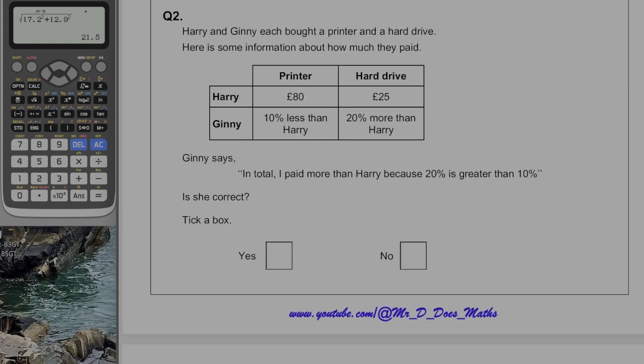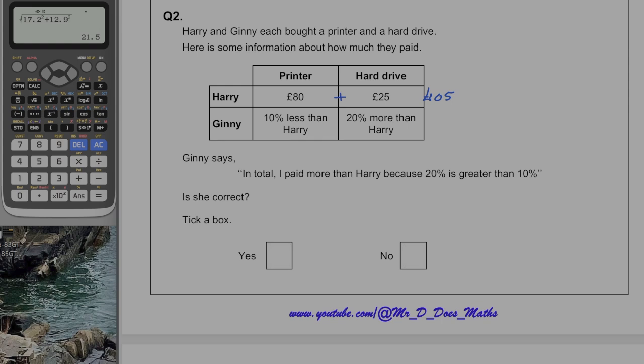Okay, question 2. Harry and Ginny each bought a printer and a hard drive. Here's some information about how much they paid. So Harry's printer and hard drive and Ginny's printer and hard drive. Ginny says, in total, I paid more than Harry because 20% is greater than 10%. Is she correct? Tick your box. So let's work out. Harry paid a total of 105. Add those two values together.